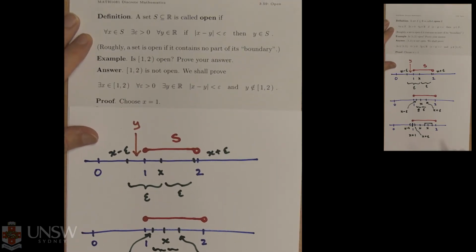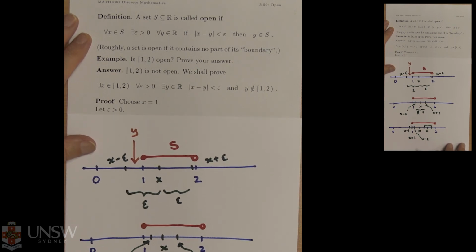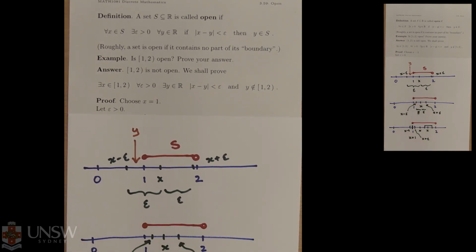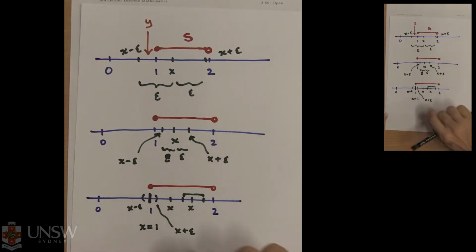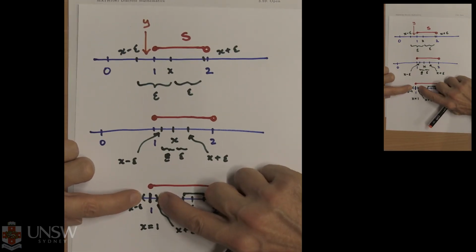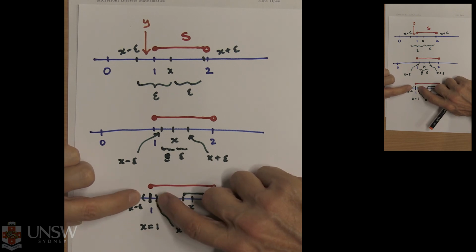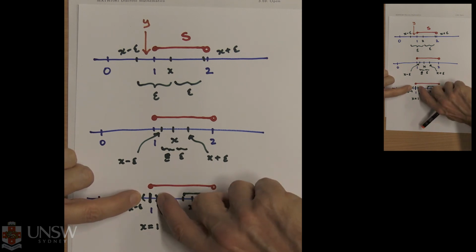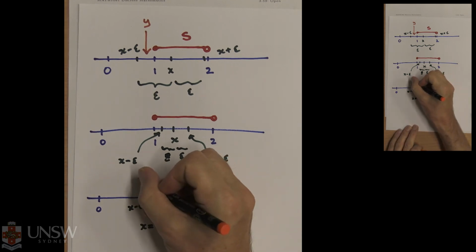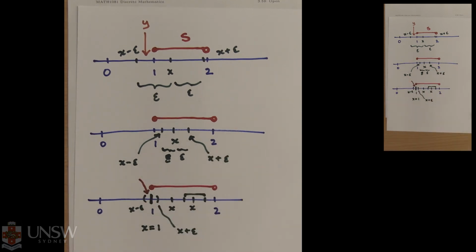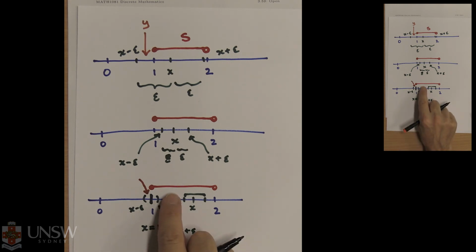That's what I've done here. I have to say let epsilon be greater than 0. Remember, I'm not choosing the value of epsilon because I have to prove something for all positive values of epsilon. Then we have to have a value of y, which is in R, and I want that y to be one which is not in the interval from 1 to 2. Where would that be? If you look at the diagram, I've got my epsilon. It could be anything. I've drawn a specific one here as a representative diagram, but it could be anything. How can I find a y which is between x minus epsilon and x plus epsilon, but is not in S, which is the red set there?